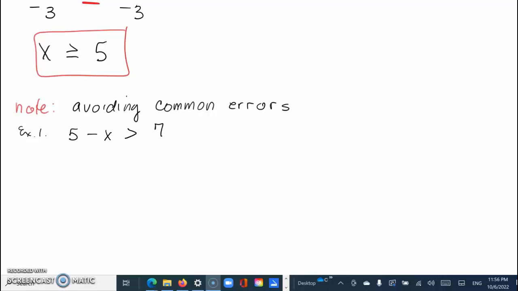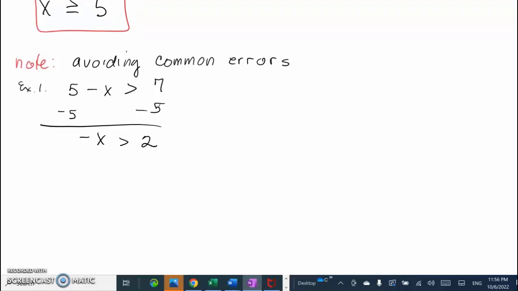Okay, here's a simple inequality. Let's solve for x. Well, we first want to subtract 5. And you're left with, don't forget to bring down the negative sign. So this is negative x. It's really negative 1x is greater than 2. So to avoid a common error here, remember to bring down the negative.